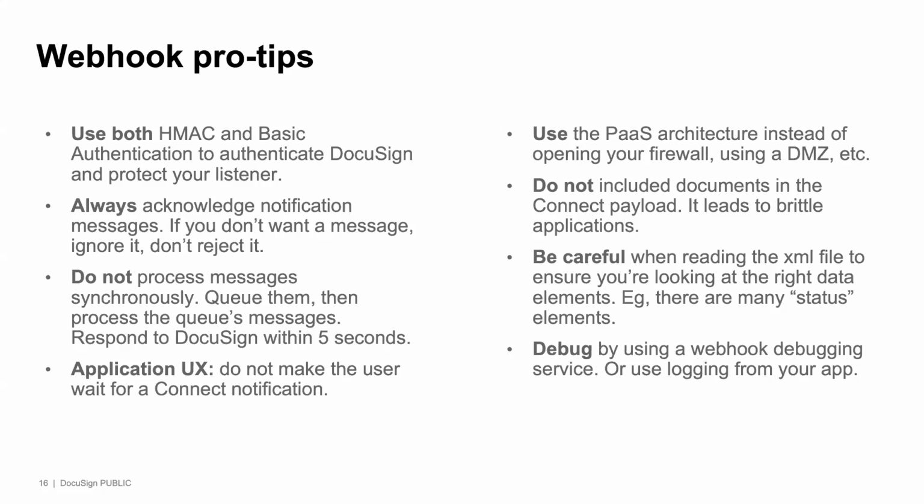Okay, if you're looking through the XML file, and Joey's gonna have something to say about XML, right now, what you get is XML all the time. You should be careful to make sure that you're looking at the right data elements. In particular, the notification file has many different status elements. So if you want the envelope status, make sure you're looking for it, and not finding one of the other status elements.